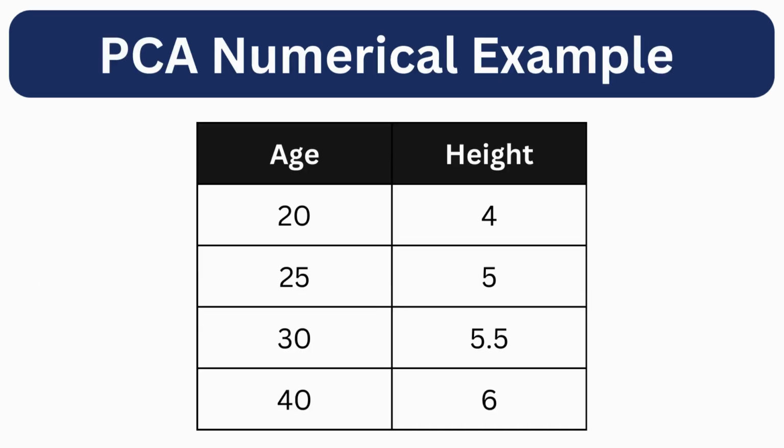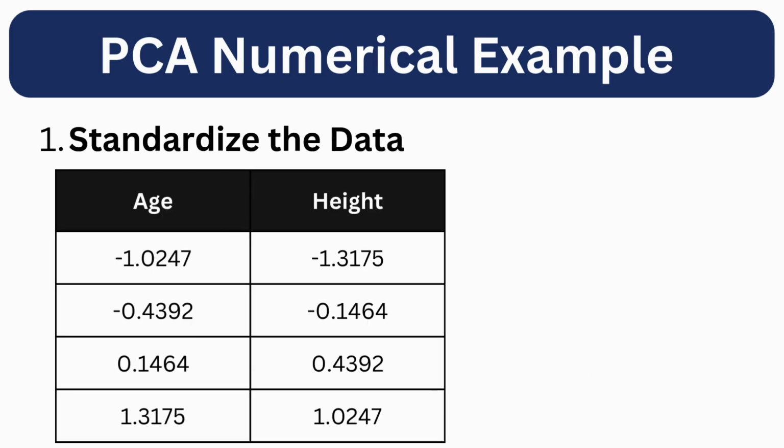Let's solve a numerical example using principal component analysis. Here we have a dataset that contains two features, age and height. And we will transform this data to a single dimension. Since PCA is affected by the scale of variables, step 1 is to standardize the data. This is done using the z-score formula by subtracting the mean from each point and then dividing by the standard deviation. We have discussed this in detail in the previous video.